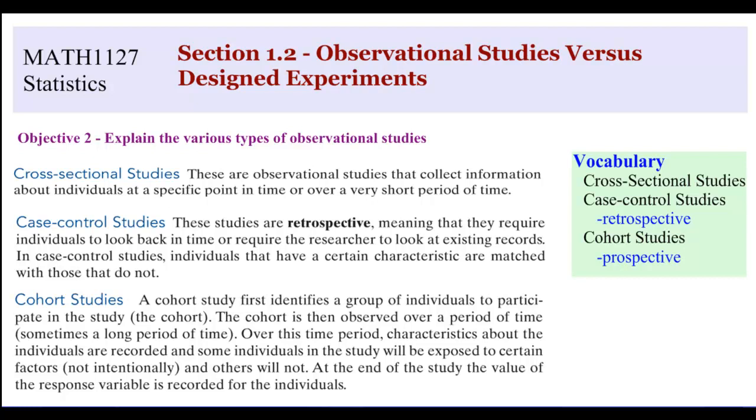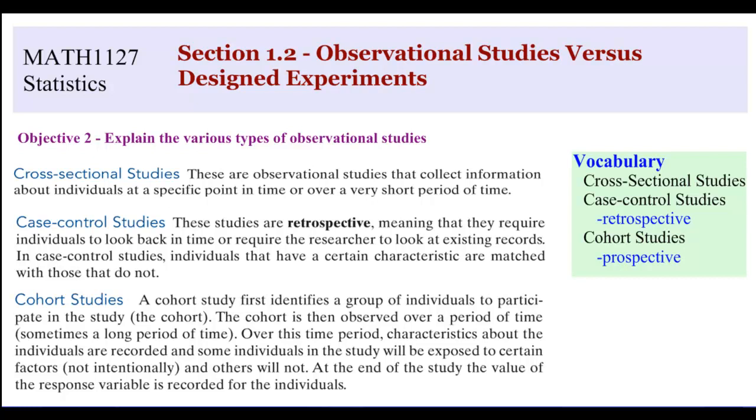Okay, let's talk about different types of observational studies. So there are cross-sectional studies. So these are observational studies that collect information about individuals at a specific point in time or over a very short period of time. There are case control studies. These studies are retrospective, meaning that they require individuals to look back in time or require the researcher to look at existing records. In case control studies, individuals that have a certain characteristic are matched with those that do not.